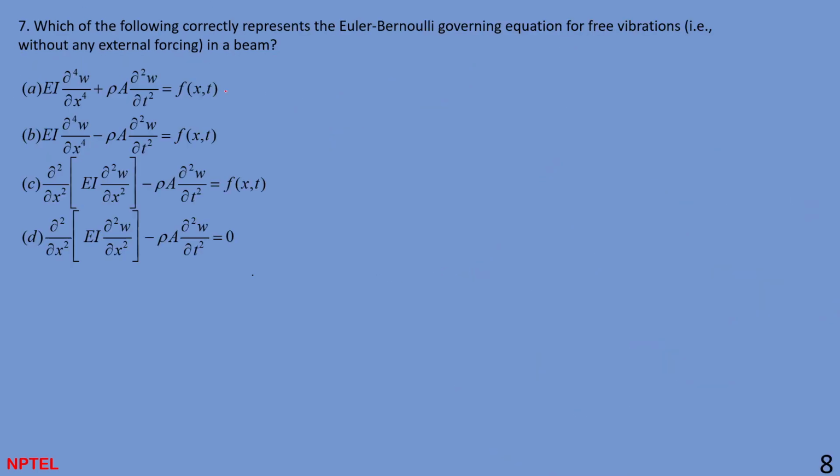So this is the question on governing equation. Which one of the following correctly represents the Euler-Bernoulli governing equation for vibration, that is, without any external force in a beam? This kind of equation you need to understand, so you need to know those equations, right? Those are the governing equations.